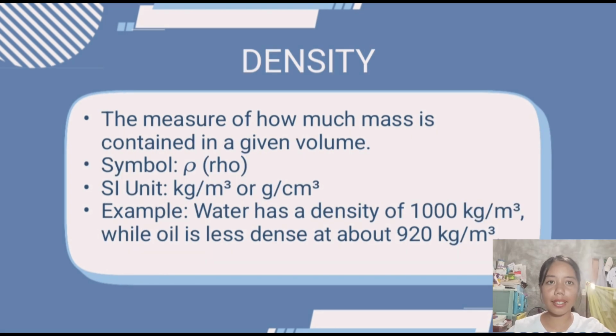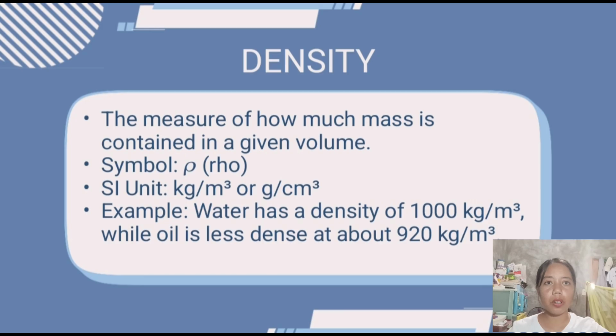Now we go to density, one of the most important ones. Density shows how much mass is packed into a certain volume. The symbol for density is the Greek letter ρ or P. It kinda looks like a curly P. The SI unit is kilogram per cubic meter or gram per cubic centimeter.